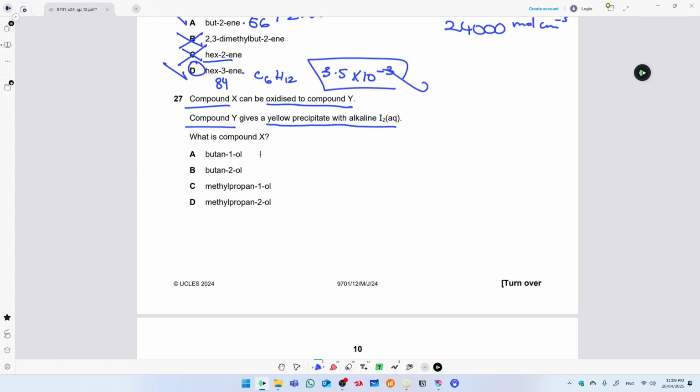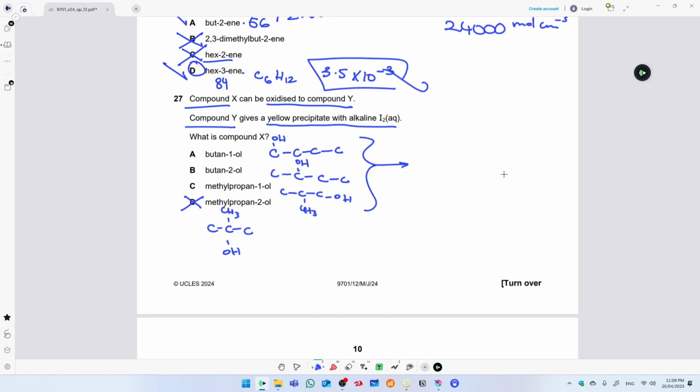So let's look at the structures. Butan-1-ol, and then you have butan-2-ol, methylpropan-1-ol, methylpropan-2-ol. So first thing, this is tertiary, cancel this because it cannot be oxidized. And then compound Y, which means after either of these three is oxidized, it gives something that can give a positive iodoform test.